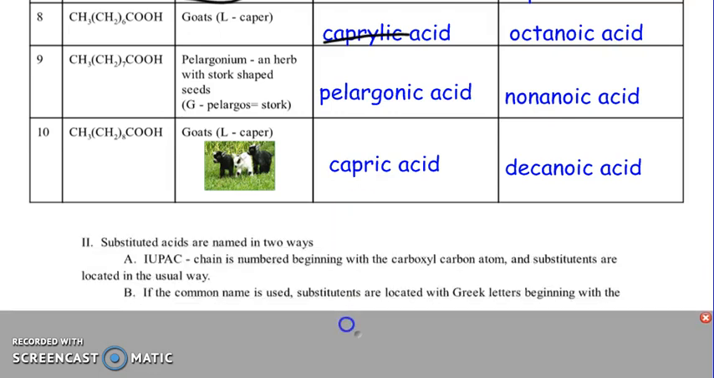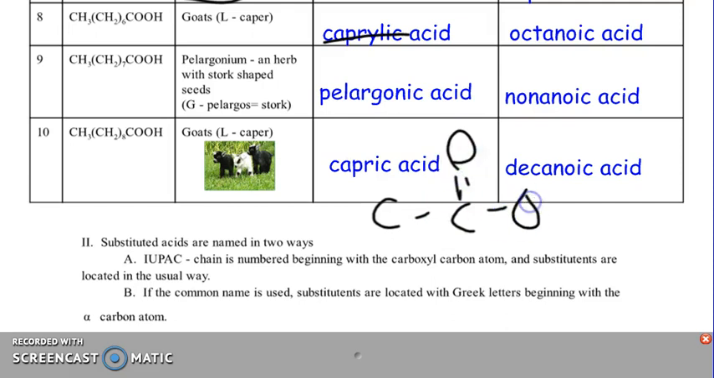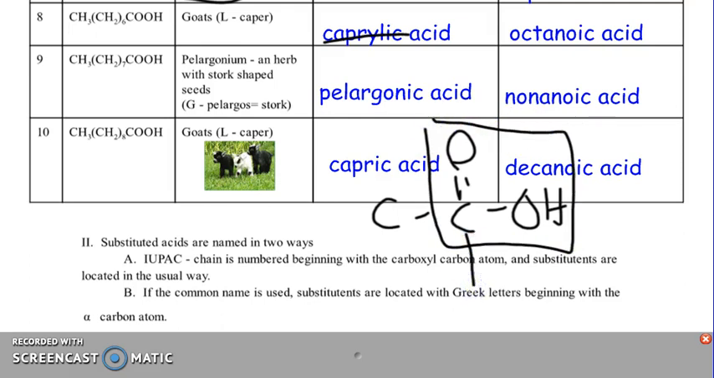So let's see what's going on here. We have substituted acids. The IUPAC system numbers the chain starting with the carboxyl carbon atom. Substituents are then located in the usual way. Remember what I said: this is always at the end, so it's always going to be number 1. So this will always be my first carbon, because it takes priority over really anything.